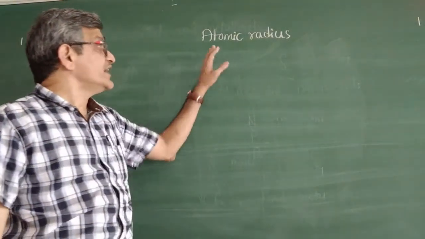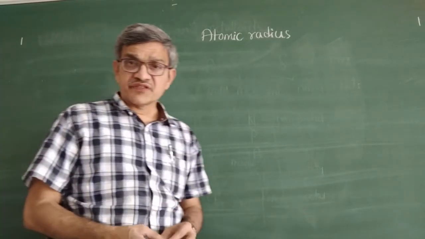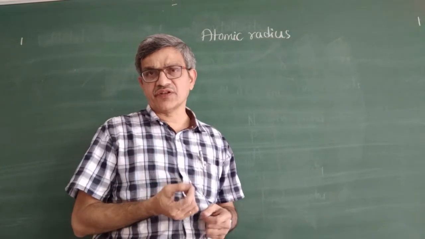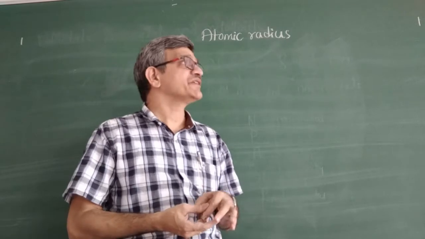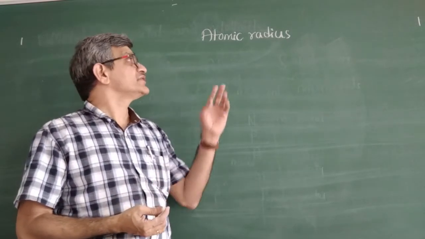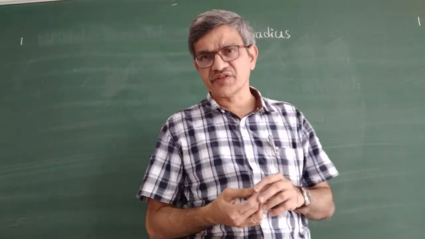So now let us take up atomic radius. See, we know atom is very, very small. We can't see the atom with our eyes. Then how to measure its radius? Atomic radius or metallic radius. We know the atom itself is very, very small. Its radius we can't measure directly.